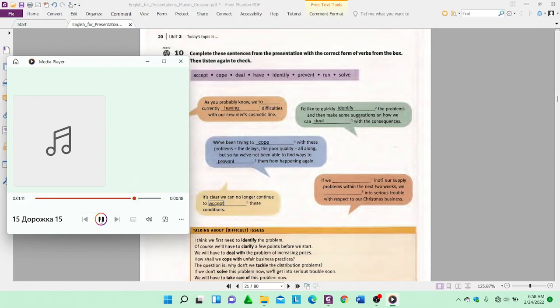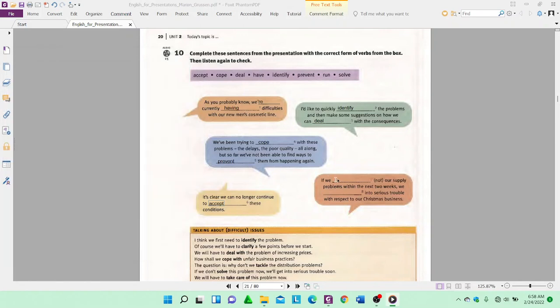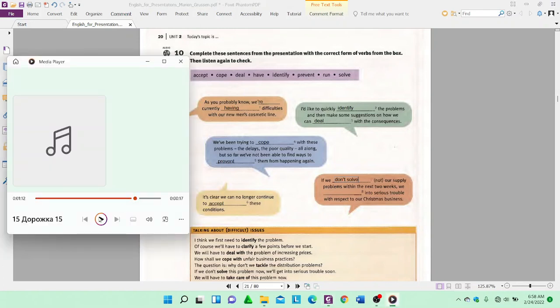Apa tuh? Kita ulang lagi. Our supply problems within the next 2 weeks, ready for the Christmas season, to accept these conditions. Moreover, we're now getting ready for the Christmas season. If we don't solve our supply problems within the next 2 weeks, we apa? Within the next 2 weeks, we'll run into serious trouble.